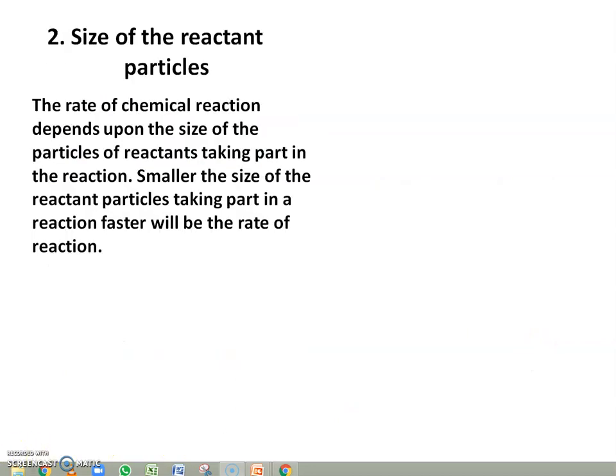The second factor which affects the rate of chemical reaction is the size of the reactant particles. The rate of chemical reaction also depends upon the size of the particles of reactants taking part in the reaction. Smaller the size of the reactant particles taking part in a reaction, faster will be the rate of reaction. Means if the size of particles is small, the rate of reaction is faster, and if the size of reactant particles is large, then the rate of reaction is slow. Let us discuss a further example.